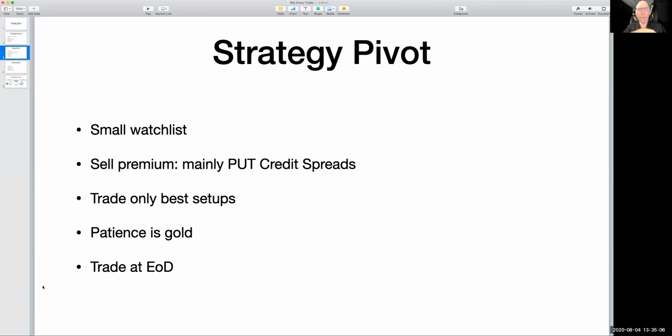And so we're moving away from all those butterflies, iron condors, all that bullshit, and going simply with put credit spreads and call credit spreads. Call credit spreads will be in the case where we think we're going to have a down market.